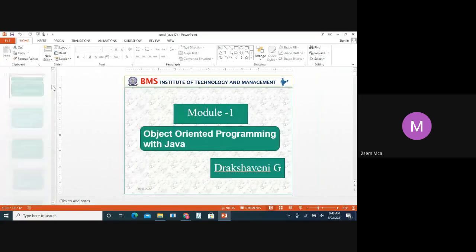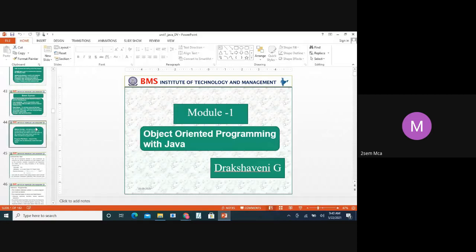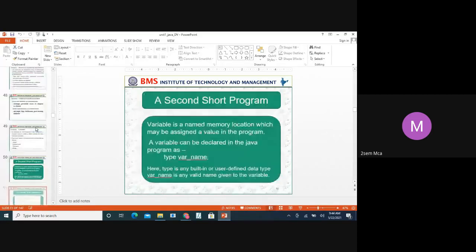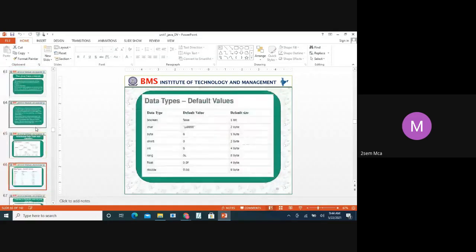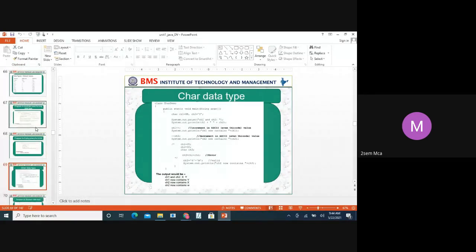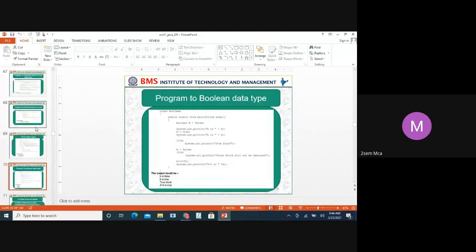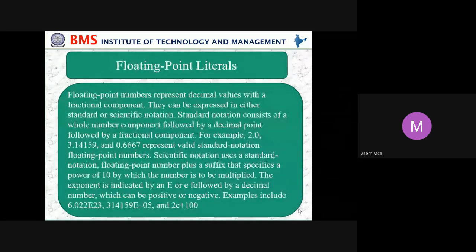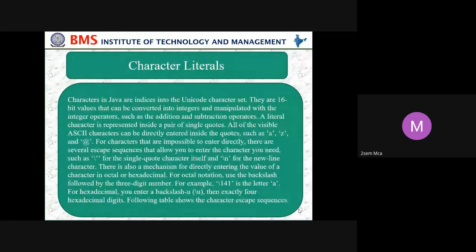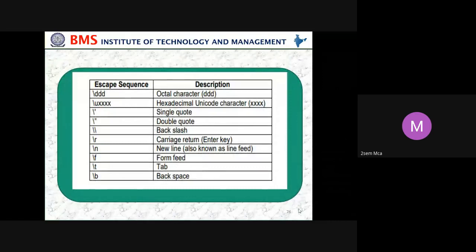Okay, in a couple of classes we have started with the first module, and we have done a lot of things. We have seen so many programs. We have seen what the data types are, some programs, and the character data type, boolean data type. Then we have seen what the literals are: integer literals, floating point literals, boolean literals, character literals, and how the backslash and the characters give us a new description.